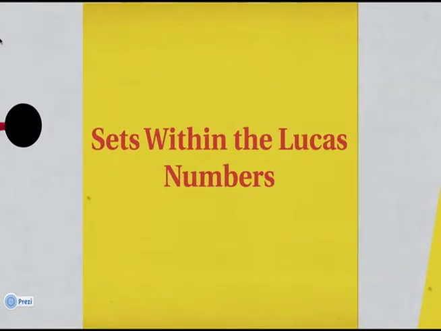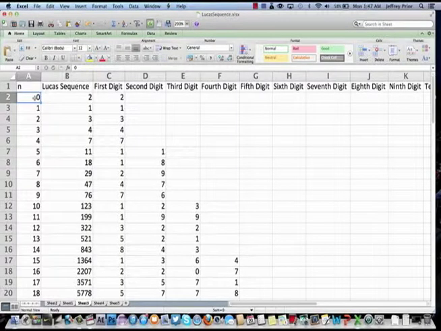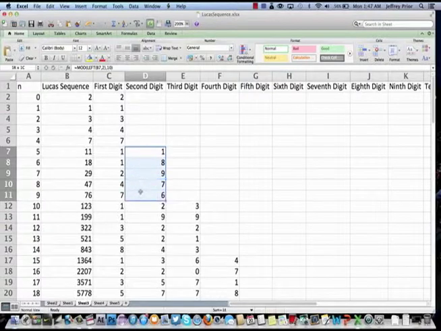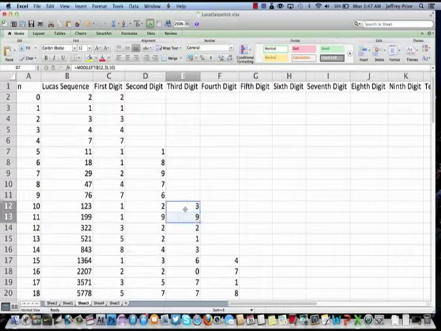As we studied the digits within the Lucas numbers, I became interested in the patterns that we saw within. We began to see different sets within the Lucas numbers when we began to break down how many digits each number has. Starting at the top, we see the numbers that have only one digit. Here we have five numbers. These five numbers have two digits.